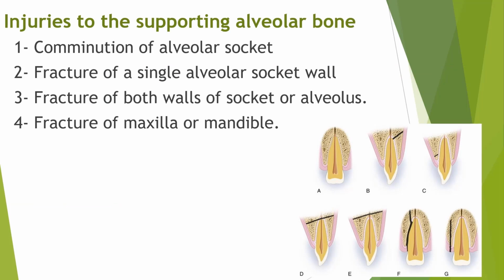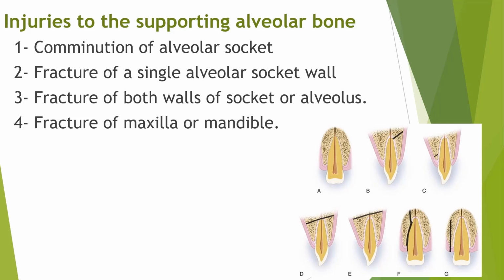Now injuries to the supporting alveolar bone. شنو هي الانجريز اللي ممكن تصير to the alveolar bone after dentoalveolar trauma? First of all, comminution of the alveolar socket. Second, fracture of a single alveolar socket wall. 3. Fracture of both walls of the socket or alveolus. And 4. Fracture of maxilla or mandible.